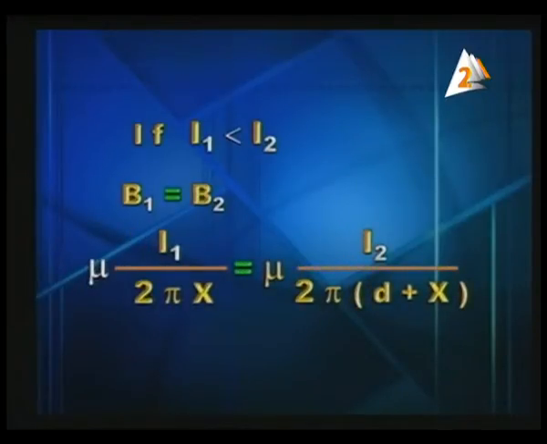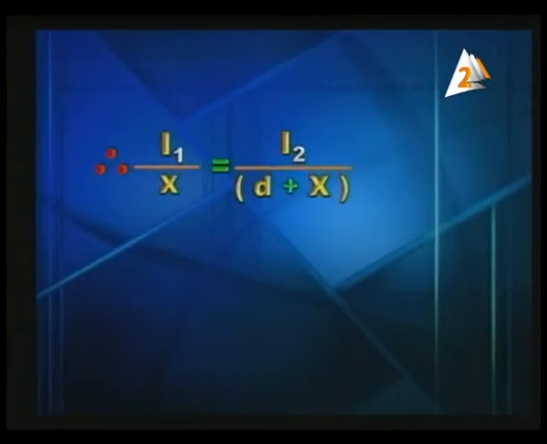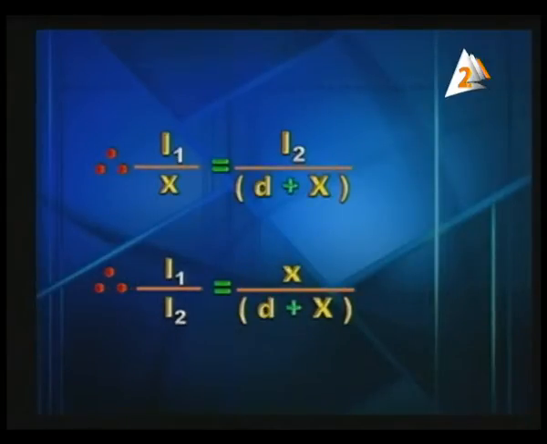Once again, if current I1 is less than I2, we can say B1 equals B2. So mu I1 over 2 pi x is equal to mu I2 over 2 pi (d plus x). Okay, so we can say I1 over x equals I2 over d plus x. Rearranging, I1 over I2 equals x over d plus x. And never forget, the position of the neutral point will be outside the two wires, closer to the wire carrying the weaker current.